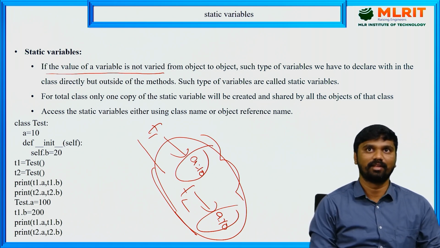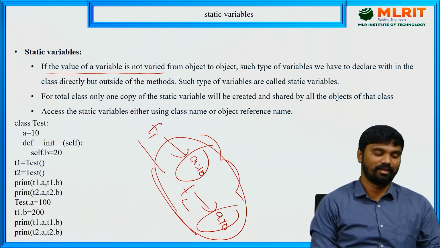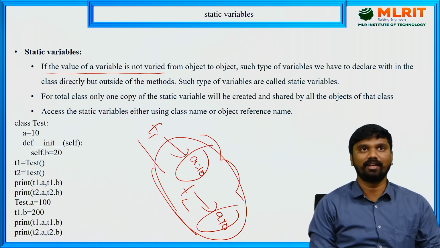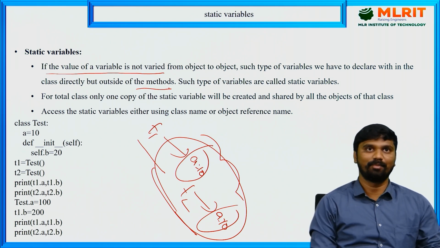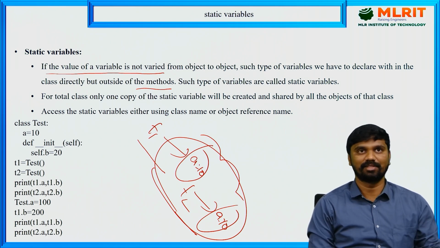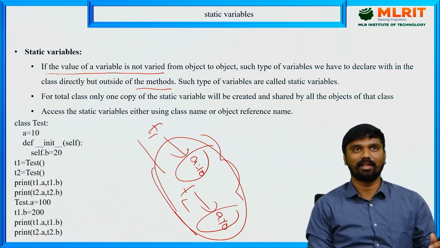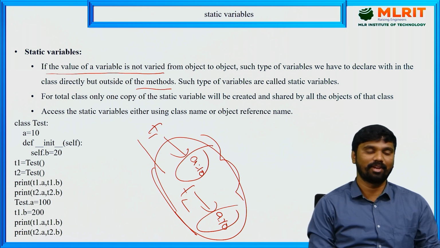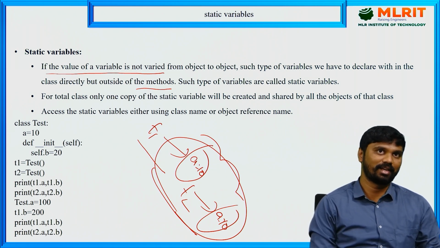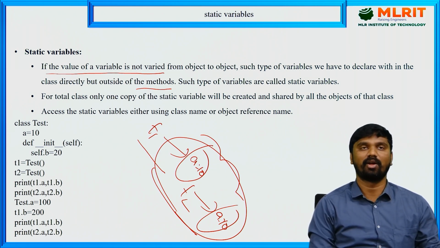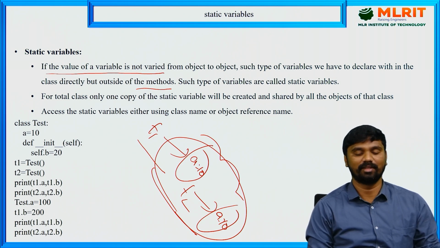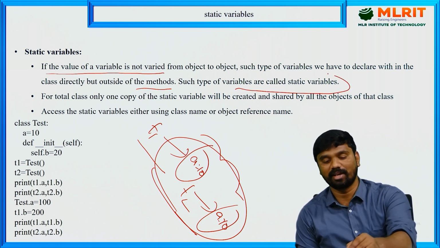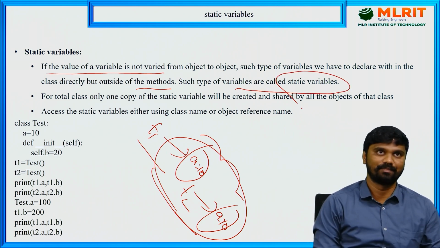These static variables we can declare directly within the class but outside of the methods, which may be a constructor or an instance method. That means we can declare a static variable within the class directly but outside of the constructor or the instance method. Such variables are called static variables.